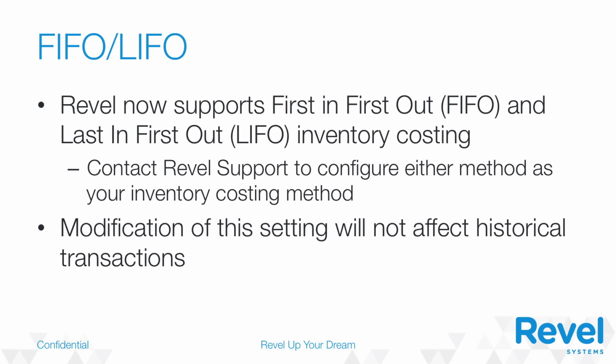Up until now, we have been using average cost, which is just basing the cost flow on weighted average of goods. But the important thing to know here for FIFO and LIFO, if you do go into these inventory costing methods, the modification of the setting will not affect historical transactions. It'll just be moving forward.